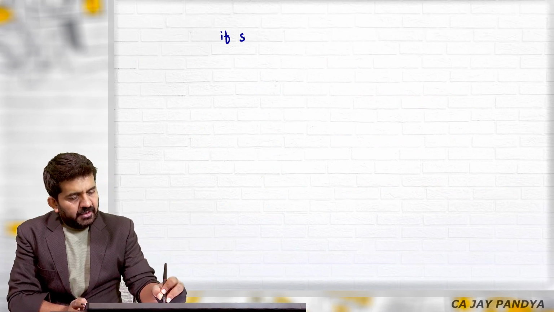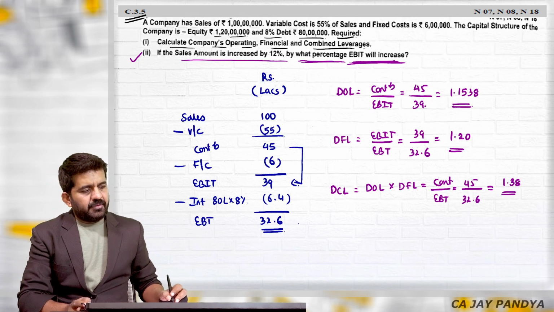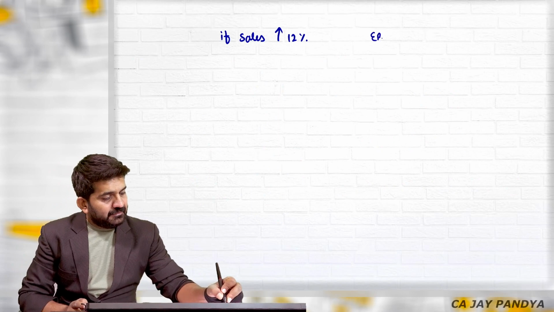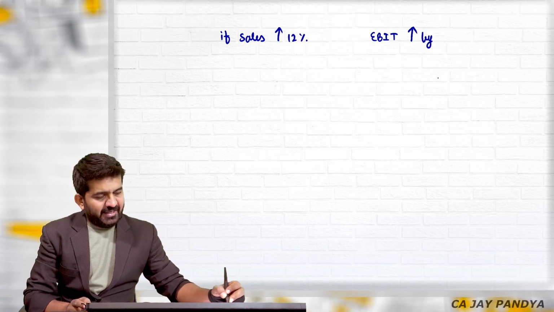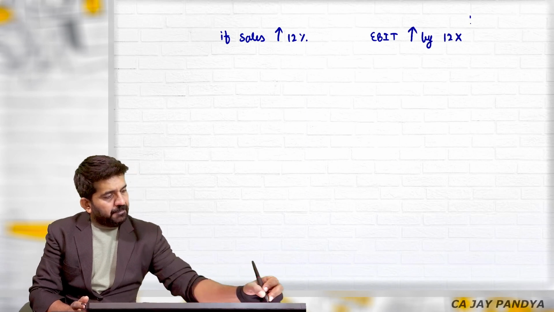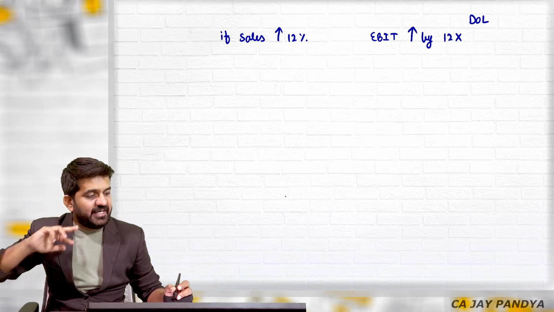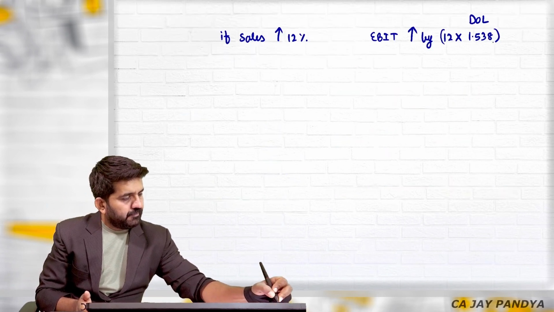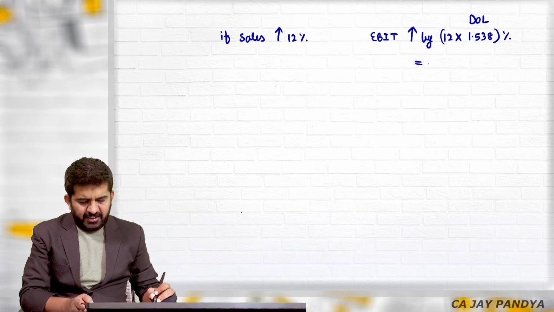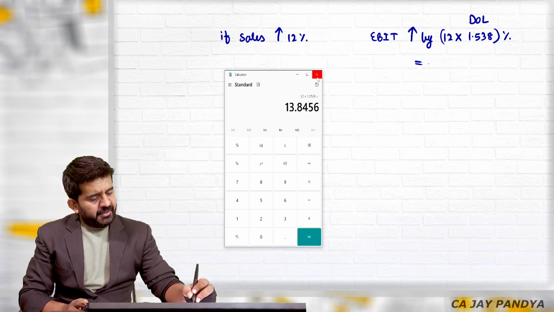What does operating leverage suggest? If sales increases by 12%, EBIT will increase by 12 multiplied by degree of operating leverage, because it is showing the relationship between sales and EBIT, 1.1538. So my EBIT will increase by 12 multiplied by 1.1538, 13.85%.